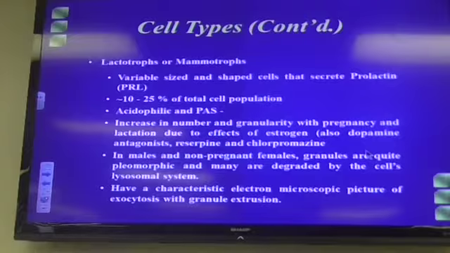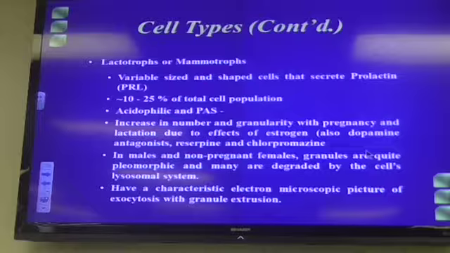They're acidophilic, PAS negative. They will increase in number and granularity with pregnancy. That makes sense, doesn't it? What's a pregnant animal going to have to do? It's going to have to lactate, isn't it? Okay? And they basically respond, due to the effects of estrogen on them and also dopamine antagonists, reserpine and chlorpromazine, which are released with higher levels during pregnancy and parturition, this type of thing.